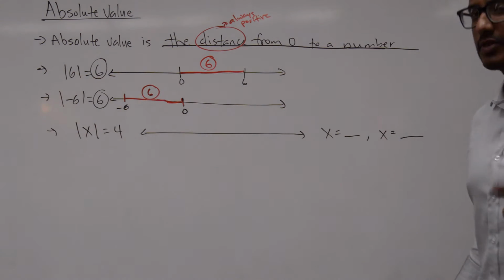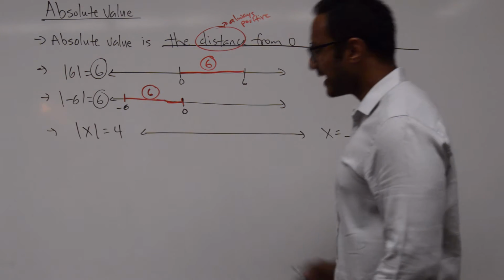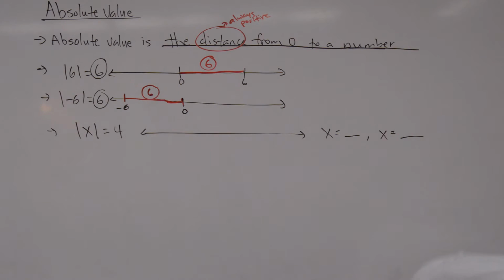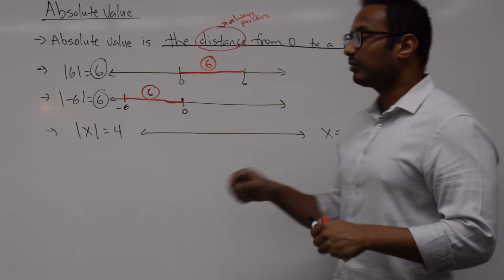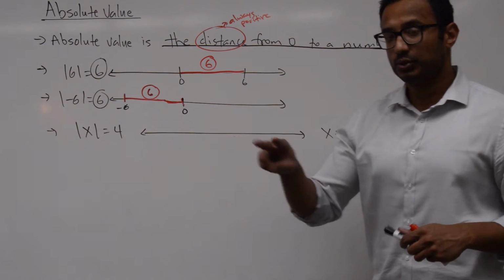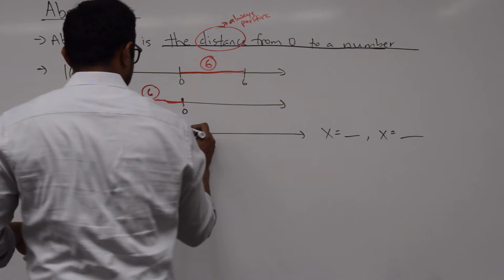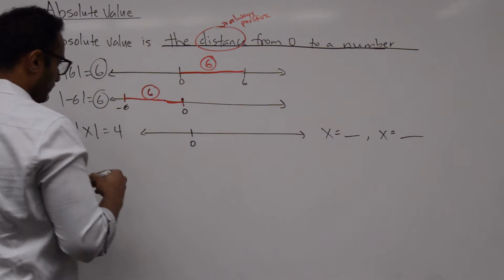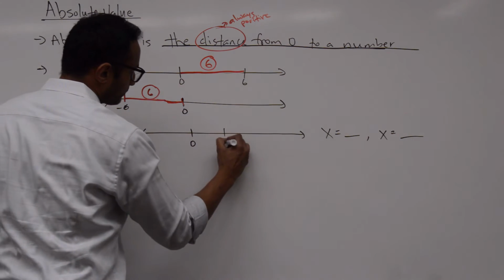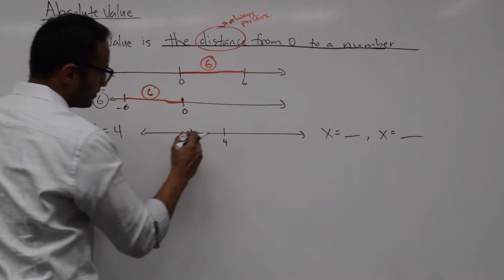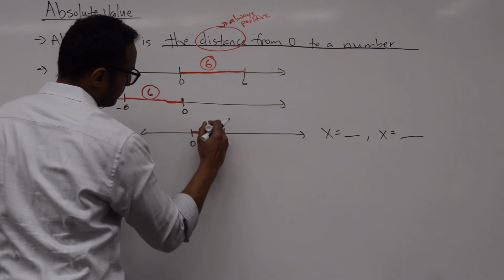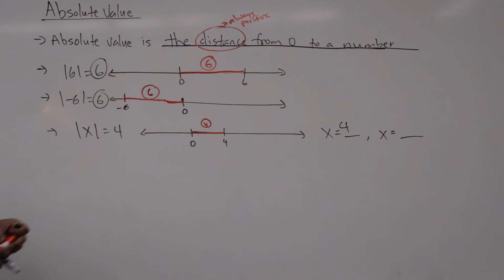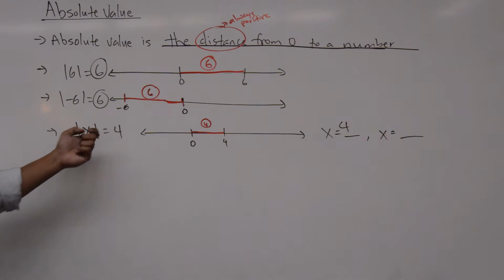Okay, so let's think about what the question is asking. The question is asking, which number is 4 spaces away from 0? Now, actually, it's not which number, it's which numbers, because there are 2 of them. If you represent this graphically, if this is 0, then 4 is 4 spaces away from 0. So x equals 4 is a solution because the absolute value of 4 is 4.